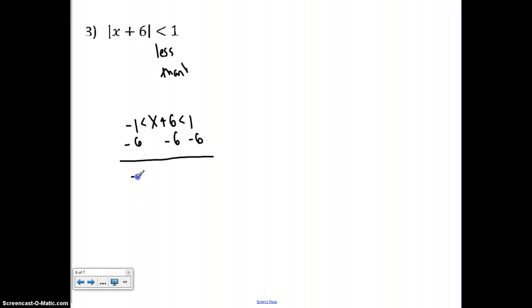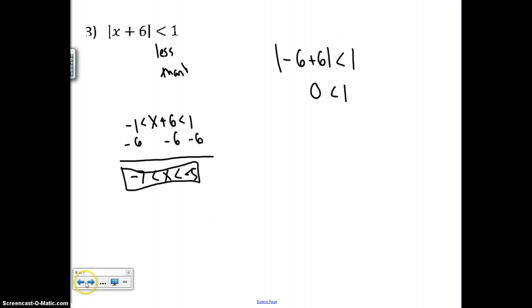So I have negative 7 is less than x, which is less than negative 5. And that's true. So that means that if I choose any value that's between -7 and -5, it will make the inequality true. So really I only have one whole number answer, which is -6. If I plug -6 in place of x, and I do the absolute value of -6 plus 6, is less than 1, I get 0 is less than 1, and that's true.